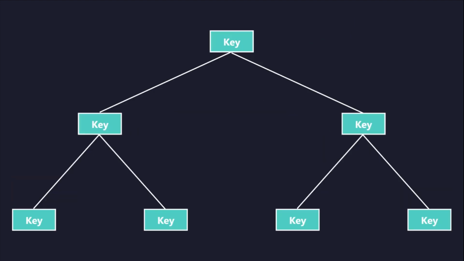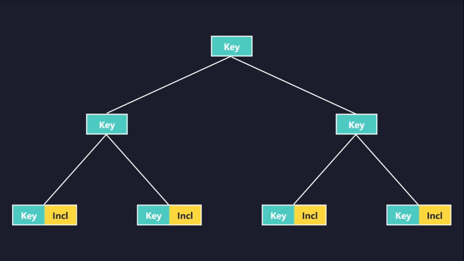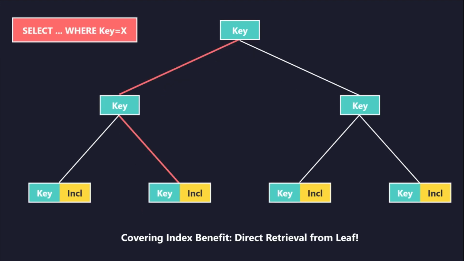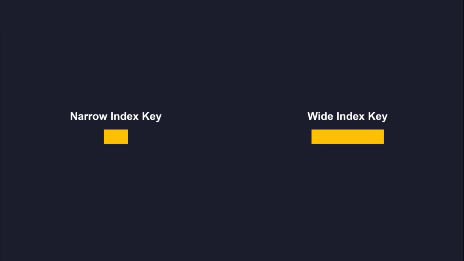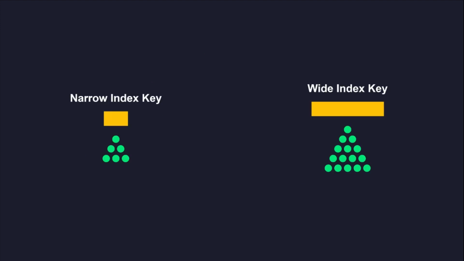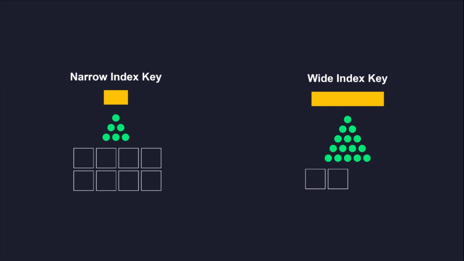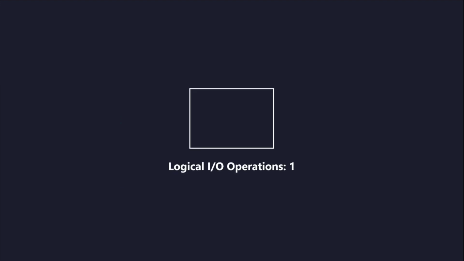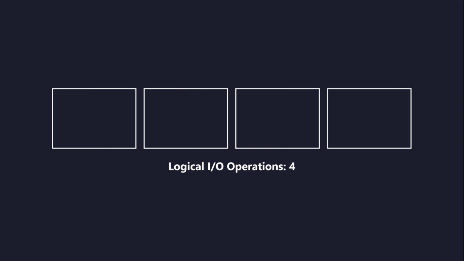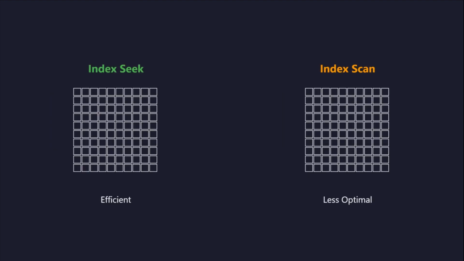Include columns are non-key values stored only at the leaf level of the index, providing covering benefits without increasing the complexity of the tree structure. The width of the index key directly impacts the depth of the balanced tree and the number of pages residing in the database buffer pool memory. Wider indexes lead to fewer entries per memory page, which increases the number of logical input-output operations required for every query executed by the system.